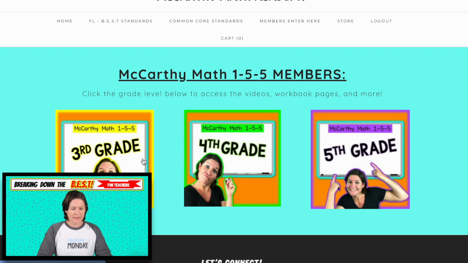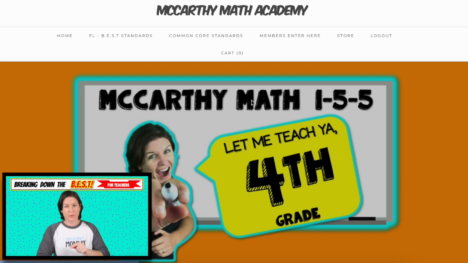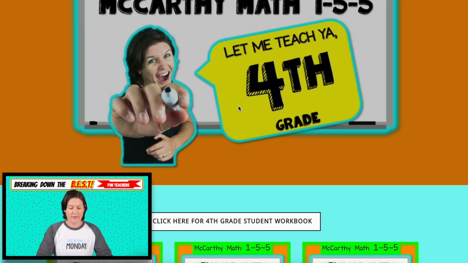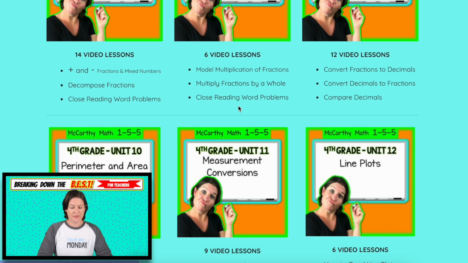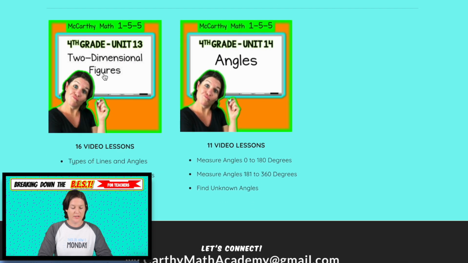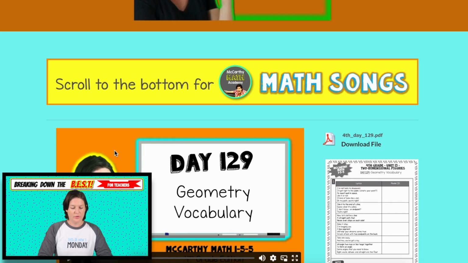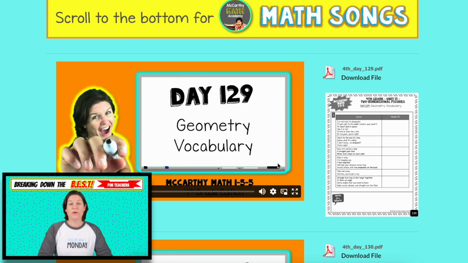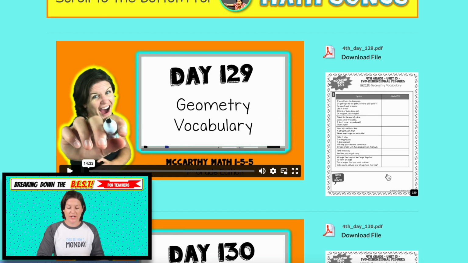So I believe I'm going to go to 4th grade, okay? Because at 4th grade for Common Core was the one that we needed. All right, I'm scrolling down. You can see all these different units. And right here, Unit 13, two-dimensional figures. You can see right here we've got some geometry vocabulary where we're using a song to help us with all of the vocabulary words.